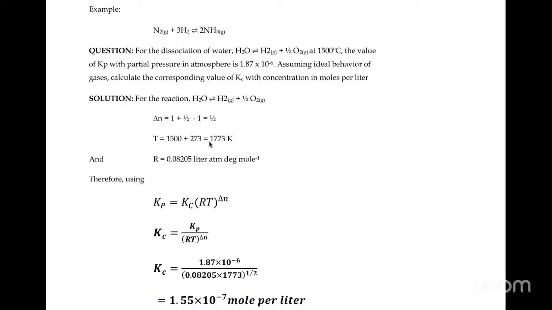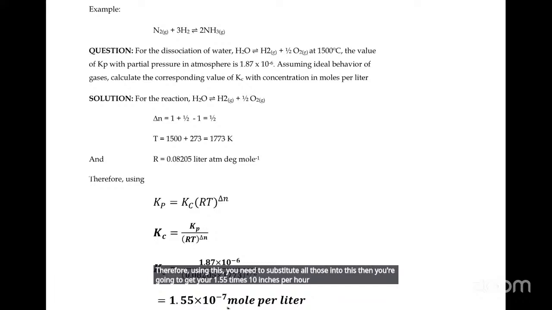Then our T must be converted to Kelvin. Then this is our R. Therefore, using this, you need to substitute all those into this. Then you're going to get your 1.55 times 10 raised to power minus 7 mole per liter. It's your Kc.